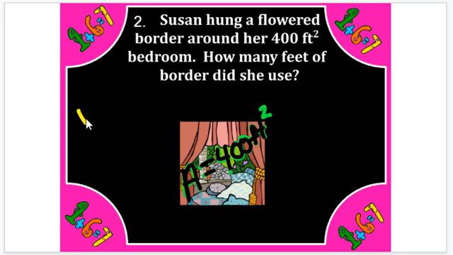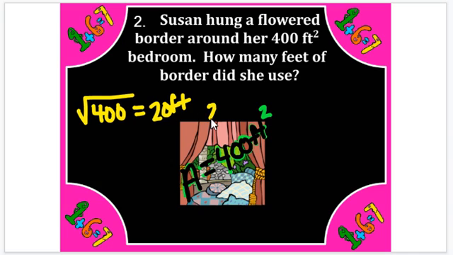So we'll start by taking the square root of 400. And since you know all of your perfect squares up to 625, you know the square root of 400, and that would be what? What's the square root of 400? That's right, it's 20. So each side is 20 feet. So all four sides are 20 feet.